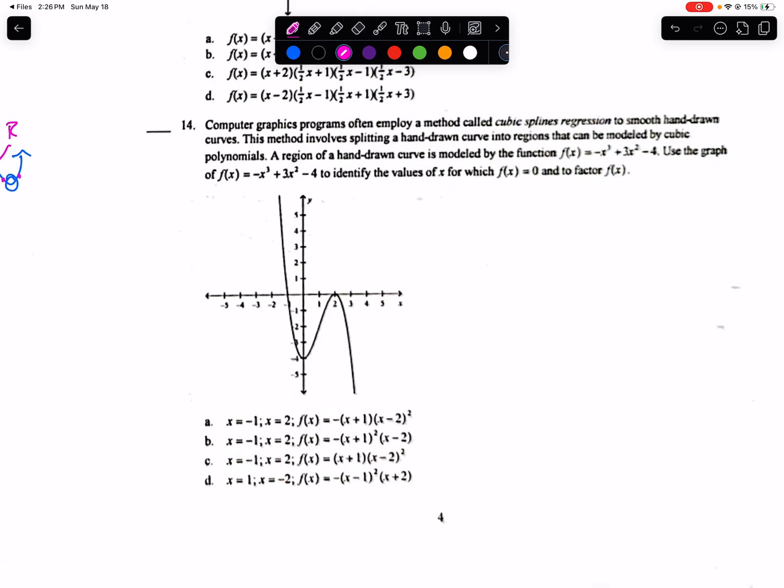Okay, so that was hand drawn curves, reading curves, cubic polynomials. Use a graph.